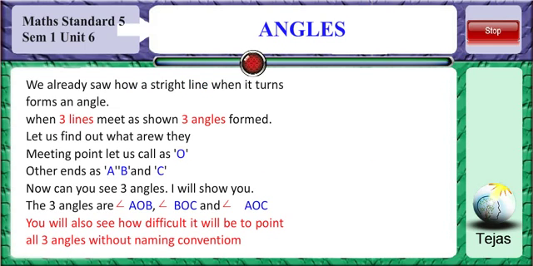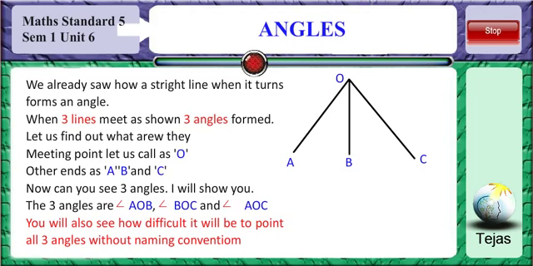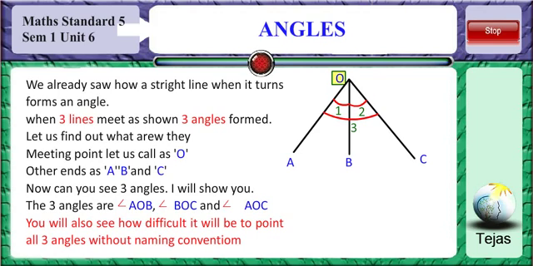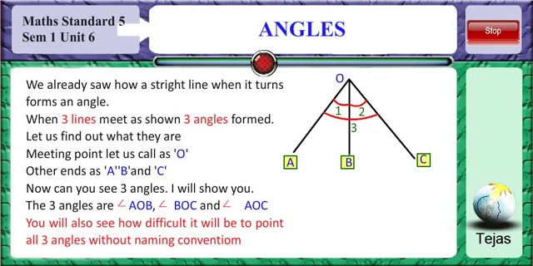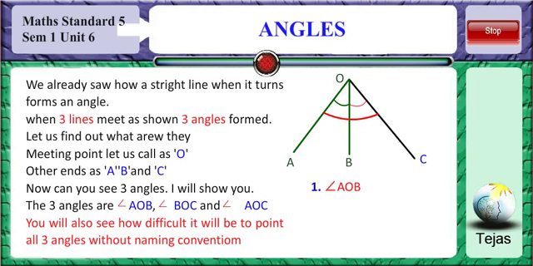We already saw how a straight line, when it turns, forms an angle. When 3 lines meet as shown, 3 angles are formed. Let us find out what these angles are. Meeting point, let us call it O. The other ends as A, B and C. Now, can you see 3 angles? The 3 angles are AOB, BOC and AOC. You will also see how difficult it is to point at all the 3 angles without the naming convention.